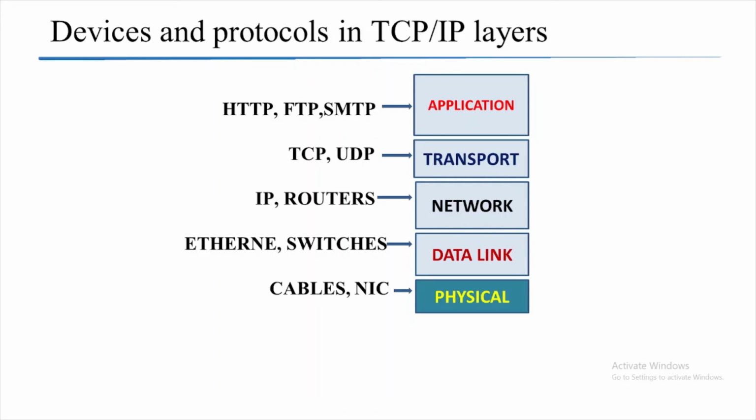And coming down to network, we can have routers as a device. So routers are actually devices that operate in the network layer, and there is a protocol called IP in the network layer. And again, coming down to the data link layer, we find switches which operate in the data link layer, and there is the IEEE standard for local area networks, which is Ethernet. And finally, in the physical layer, we can see the cables and the network interface cards as devices in the physical layer.